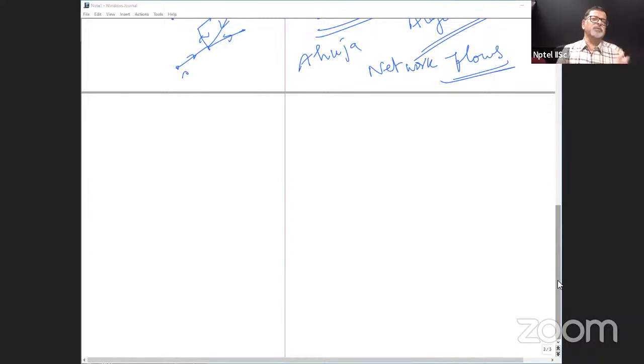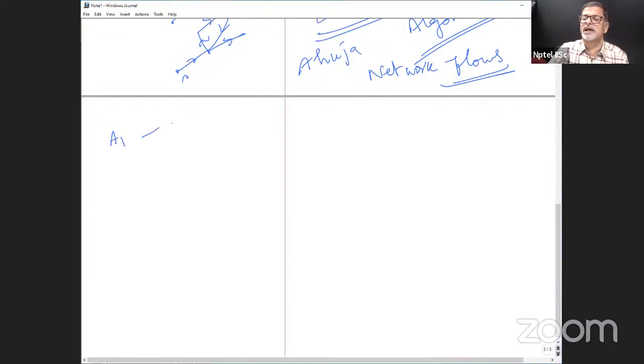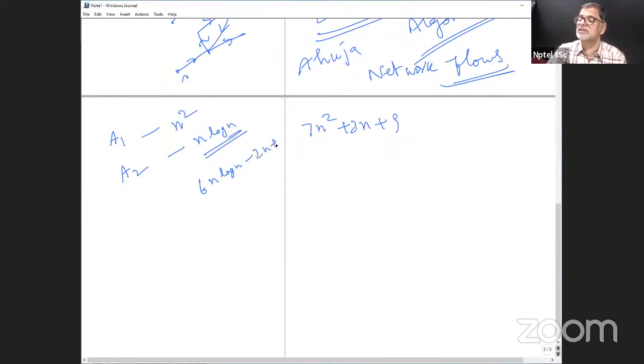See, when we want to compare 2 different algorithms, what we want is how efficient they are. So I have an algorithm A1 and its running time is, let us say, n square. And I have another algorithm A2 that has got n log n. Now it won't be plain n square and n log n. It may be like 7n square plus 3n plus 9, and this n log n also like 6n log n minus 2n plus 3. This will be the complexity.